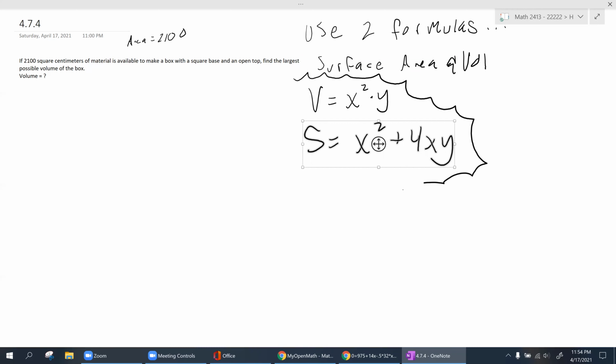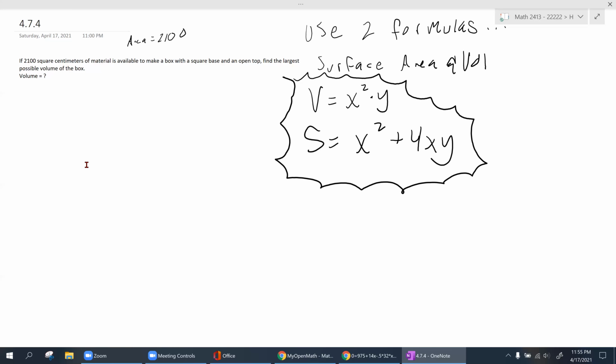And whenever it comes to these optimization problems, you want to get two formulas that you are familiar with, using units that you're aware of. So they give me the surface area of a box, so that's the formula I want to use. I also knew that I wanted to use volume because that's what was being asked. So I'm going to be working with these two.